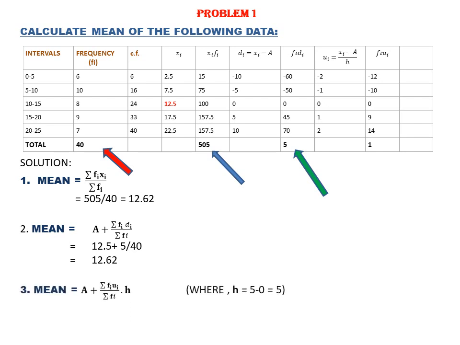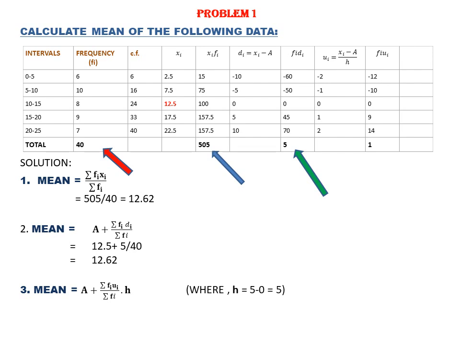Next, the third method is the step deviation method. Here you can see the formula is A plus summation fi ui upon summation fi, into h, right? Now, first of all, A you understood, that is the assumed mean that we have assumed ourselves, the mid value. Now, h is the class width, as I have told you on the last page also. The class width of any interval is the same overall. So you have to subtract the lower limit from the upper limit, and that will be the class width. The upper limit is 5, the lower limit is 0. So it will be 5 minus 0, that is 5, right?